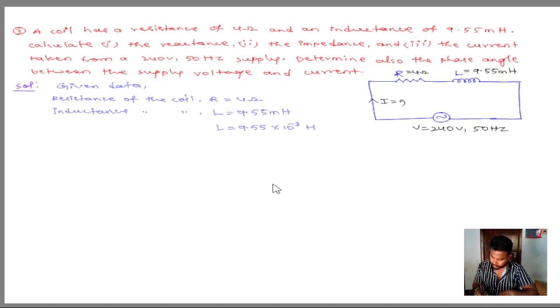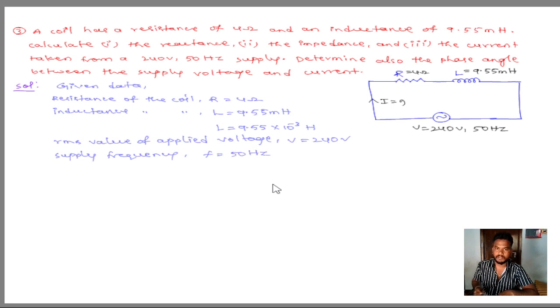Yeah, and also given RMS value of applied voltage V is equal to 240 volts, and the supply frequency f is equal to 50 Hz. This is the data given from the question.